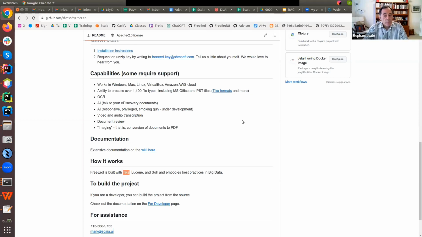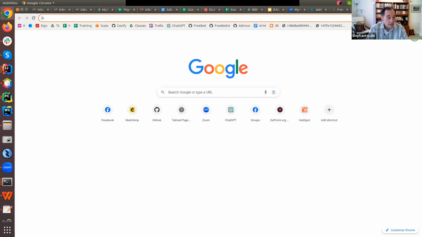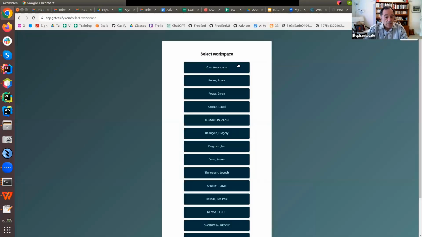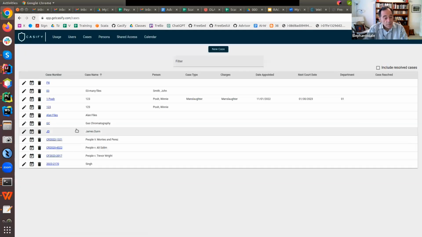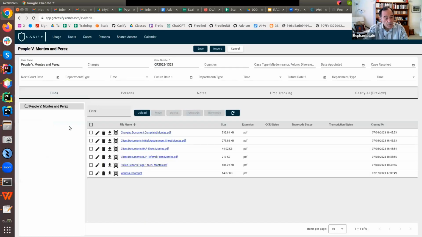I also wanted to mention this. In Casify, we do similar things. Casify is an application for lawyers. Once these lawyers upload their documents, we use OCR. But for that, we use a different OCR. We investigated all the other OCRs, and one of them was Adobe.